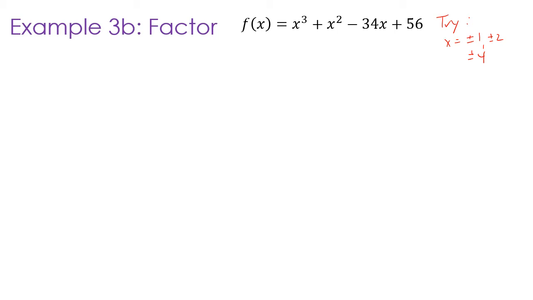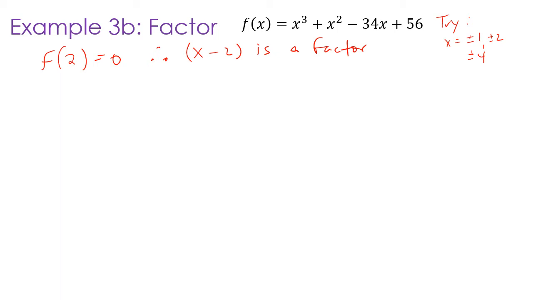You should get 2 to work. So here's what you want to write. F of 2 equals 0. If you put 2 into that function, you can prove it to yourself. You get 0. Therefore, x minus 2 is a factor.